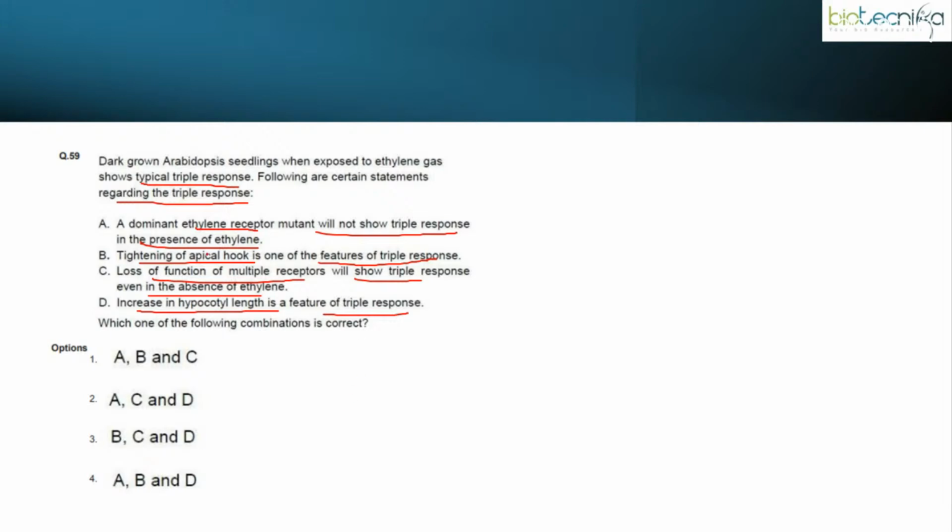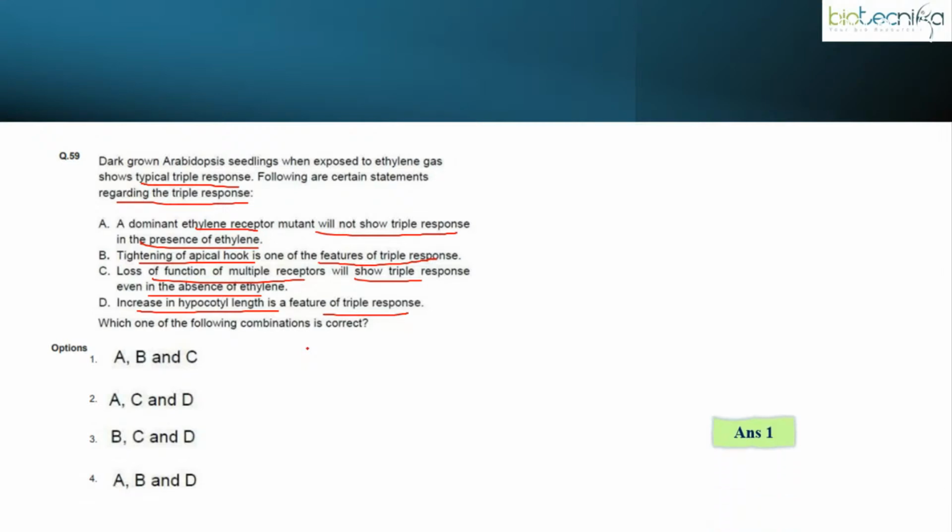You have to be very clear with what a triple response is with respect to plant hormones. Secondly, you have to be clear with the mutation of the ethylene receptor. So in your Taiz and Zeiger book, you have these diagrams represented very nicely over there. Okay, I got 3, 4 and 1. So let's find out what is the correct answer over here.